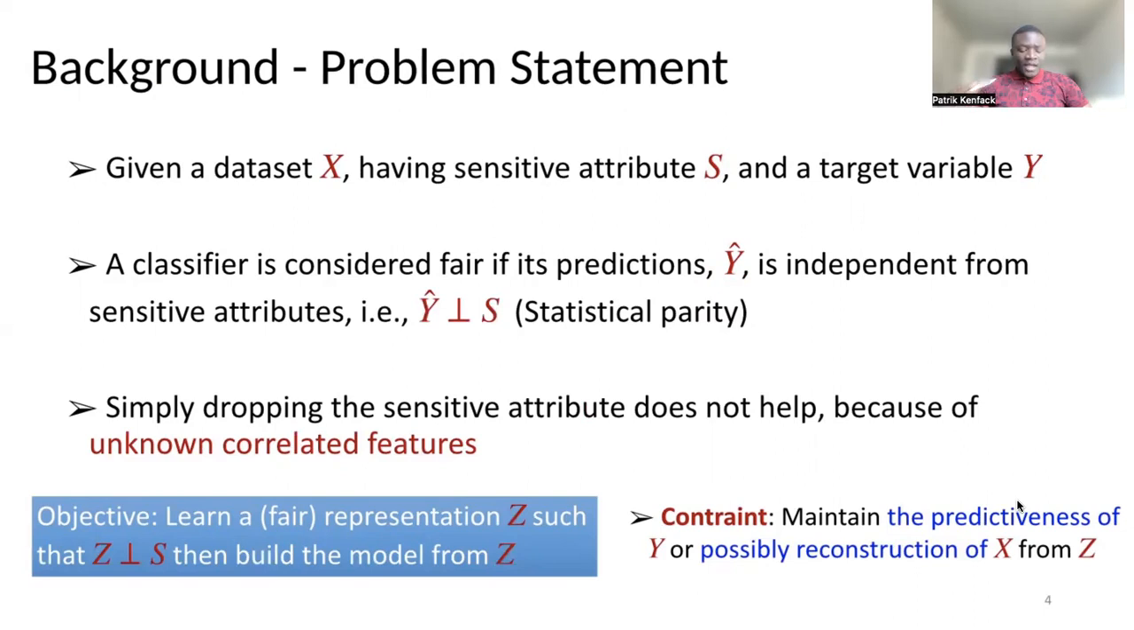So our objective is to learn a representation that we call fair representation, such that this representation is independent from the sensitive attribute. We mean that it does not encode any information about this sensitive attribute. It is a more principled way than just dropping the sensitive attribute from the input features. There's one important constraint here: the learned representation should maintain the predictive power of the data for our target task. And in some cases, it should also produce some reconstruction of the original input.